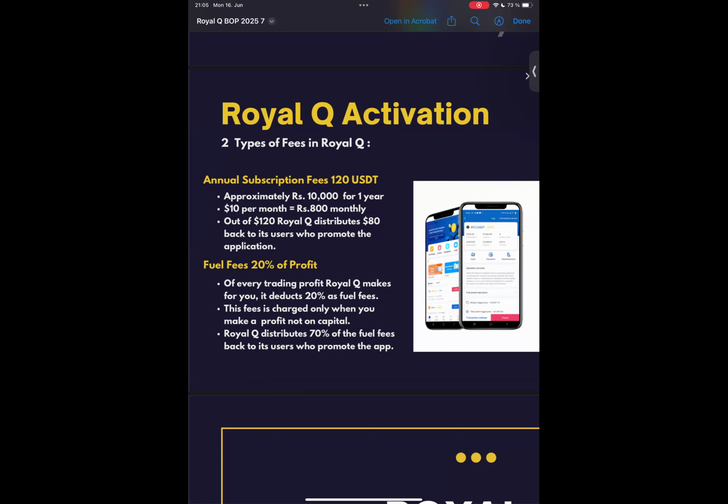So Royal Q distributes 70% of the fuel fees back to its users who promote the app. So the 20% is then converted into 100. Then Royal Q keeps 30 and distributes 70. The activation fee, Royal Q keeps part and distributes 80 back to its users who promote the app.